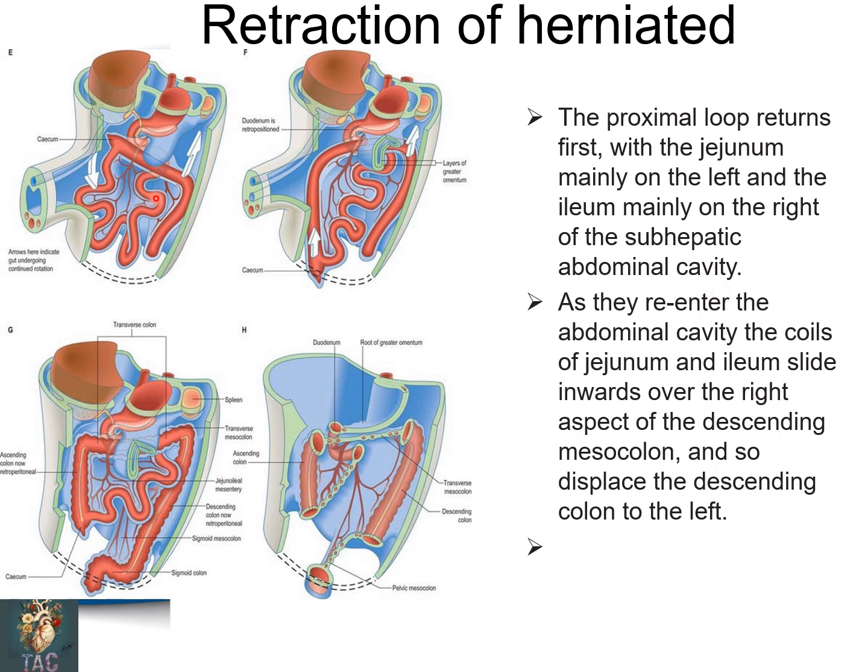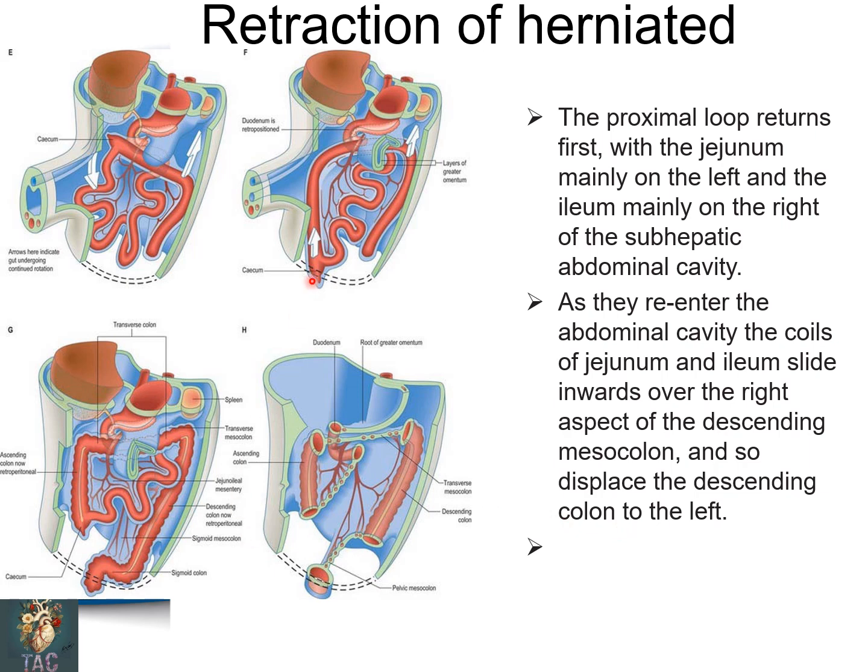So in this diagram you can see the area of the jejunum and this small intestinal loop forming the ileum, which are present on the right side, and there is also the pleated appearance of the mesentery, and the mesentery finally acquiring its position. As they re-enter the abdominal cavity, coils of the jejunum and ileum slide inward over the right aspect of the descending mesocolon and so displace the descending colon to the left side.